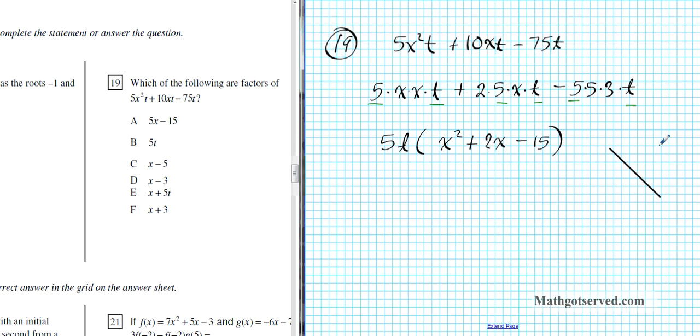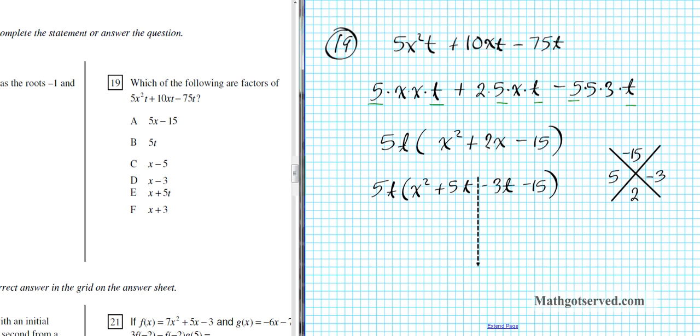So make our x. So AC goes on the top. AC is -15, and B is 2. So what two numbers work? We can use 5 and 3. Since the sum is positive and the product is negative, the smaller number has to be negative. Okay? So we have 5t times x squared plus 5x minus 3x minus 15. Break it down the center and factor by grouping.